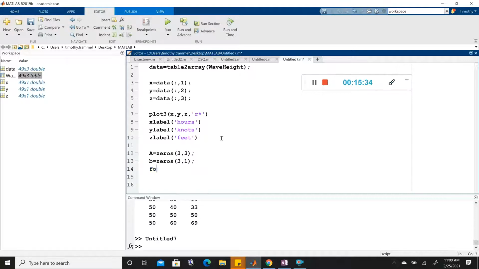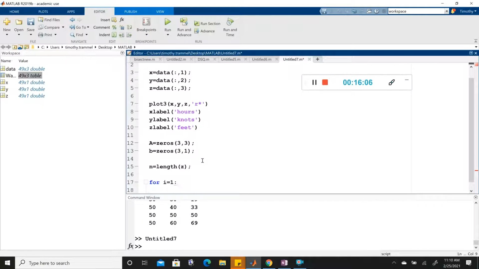Okay? So for I equals 1 to whatever the size of our data set is. And so you can actually see on the side here, there are going to be 49 elements in X, 49 in Y, 49 in Z. But if things were getting a little messy here, or you wanted this to be a little more general, you could say, let n equal the length of really any of those X, Y, or Z. They should all be the same length. And if they're not the same length, there's a problem.